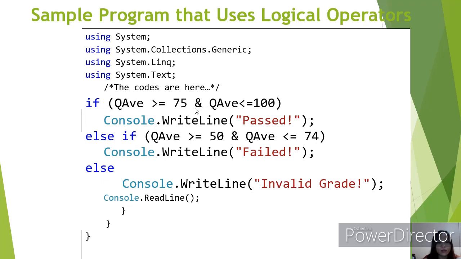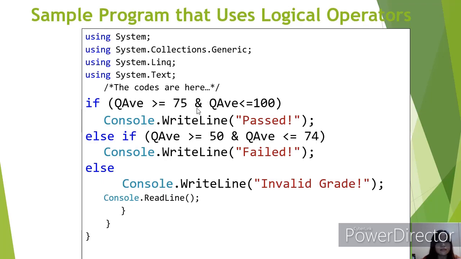So, I added this one, meaning, if the value of the Qave variable is 75 to 100, it will display pass. Else if, so I made use of another if here, if the value is 50 to 74, that's greater than or equal to 50 and less than or equal to 74, failed. So therefore, other numbers or values not included from 50 to 100, invalid grade. So that's the use of logical operator, specifically and.